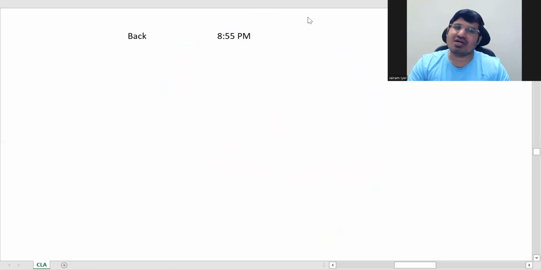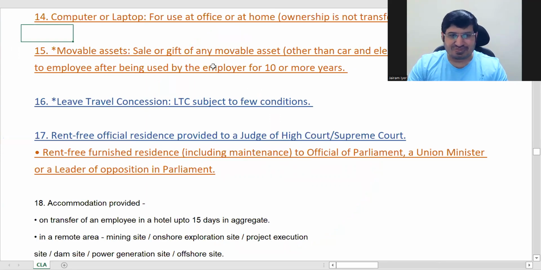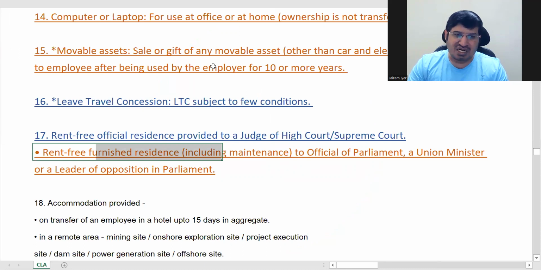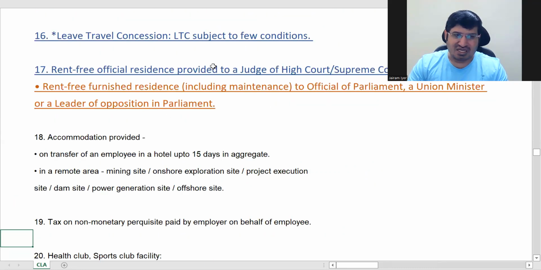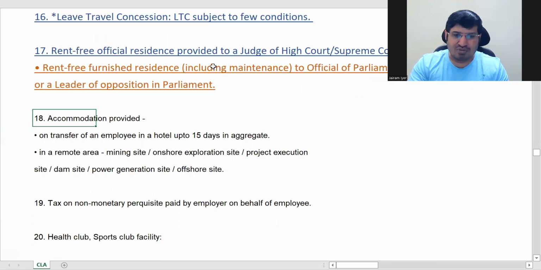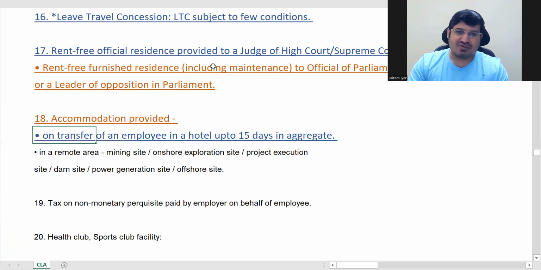Okay. Apart from that, you have got some certain level of IAS officers and all that. They also come under officials of parliament. Okay. So rent-free furnished residence, official of parliament, union minister, leader of opposition in parliament. Okay. Here, free here basically. Right. Accommodation provided on transfer of an employee in a hotel, okay, up to 15 days in aggregate.